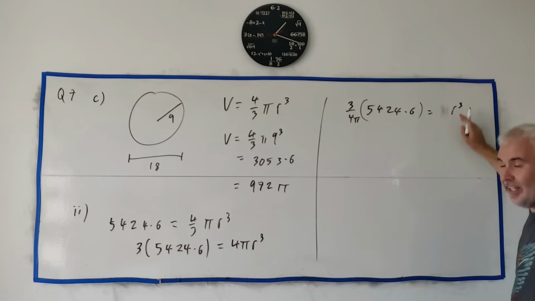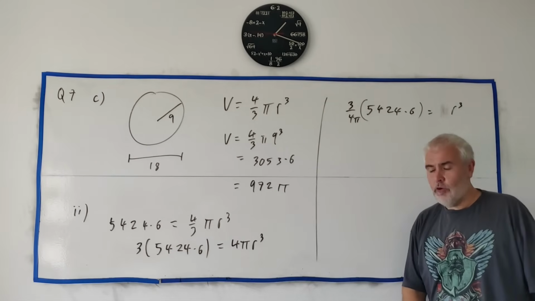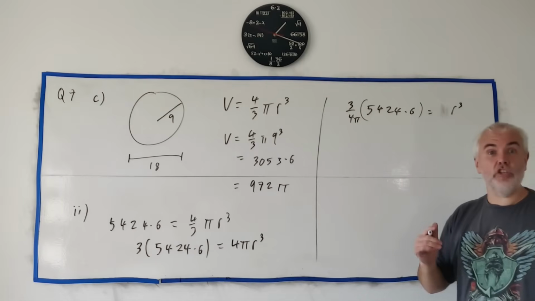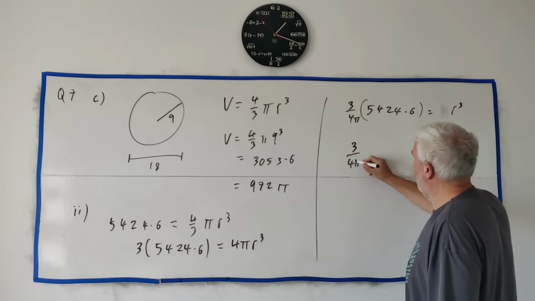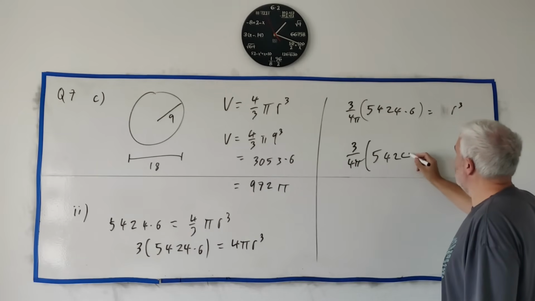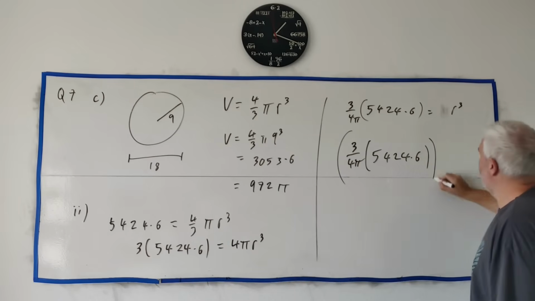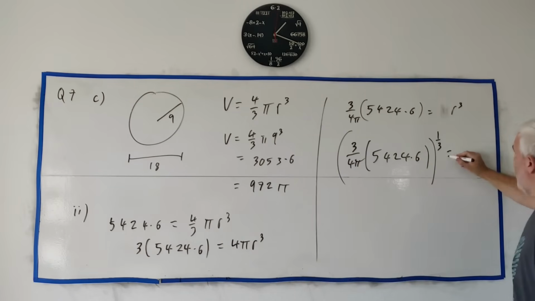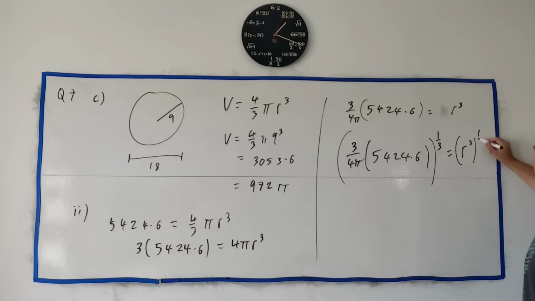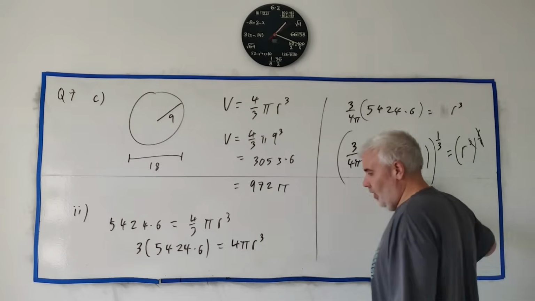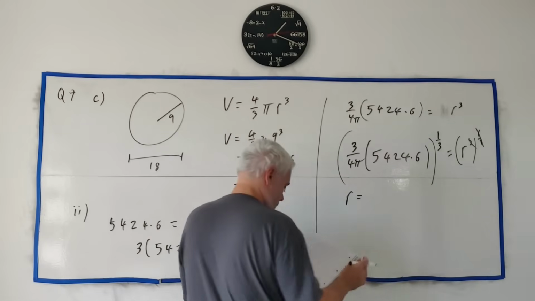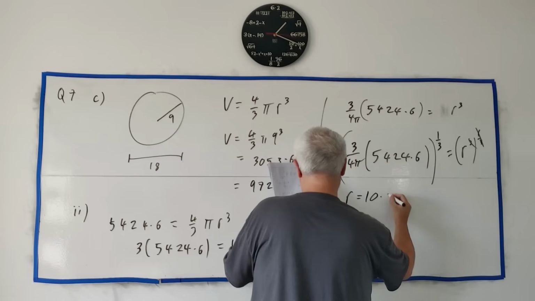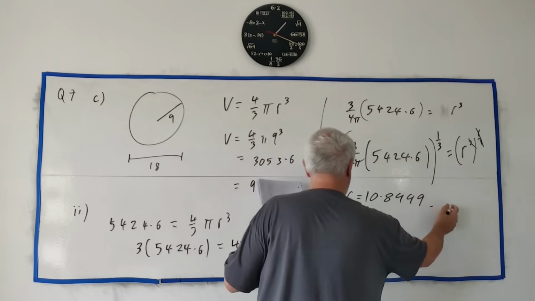The next thing to do is to get rid of this 3. That's a little harder. How do we get rid of a cube? We take a cube root. Both sides, let's write it one more time down here, times 5,000. We take all of this to the power of 1 over 3. And this side we take to the power of 1 over 3. That destroys itself and leaves just r on its own. You can now put all of this into your calculator and you will get, let's see, r is equal 10.8999. That's what's going on.